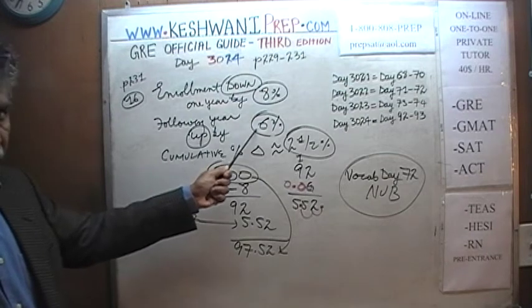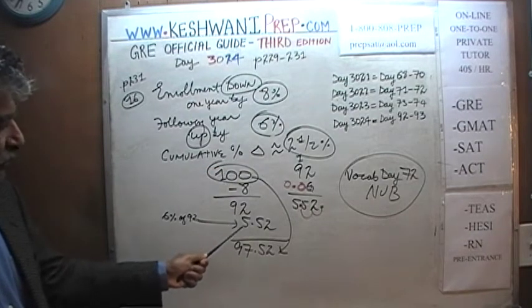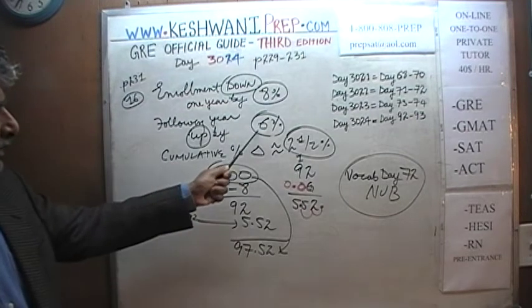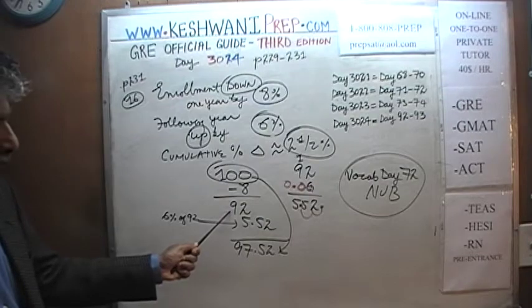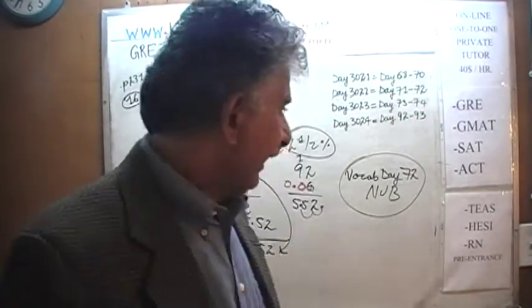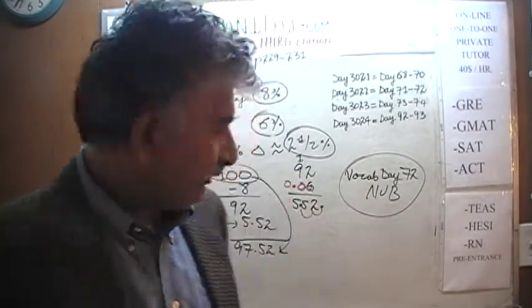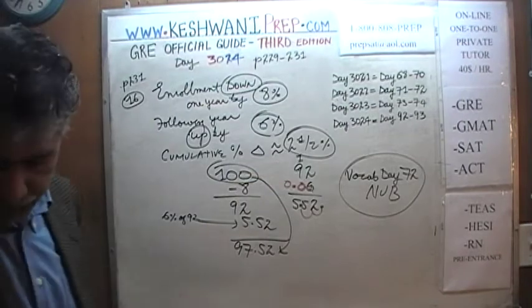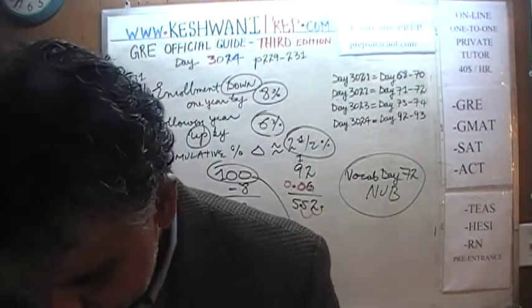Had it gone up by 6% of 100, that would have been 6, and we would have added 6 here, and 92 plus 6 would have been 98. But now we're taking 6% of the smaller amount. We're taking 6% of 92. So it goes down by the larger percentage, 8%, and then goes up by 6%, but the net change is negative 2.5%.